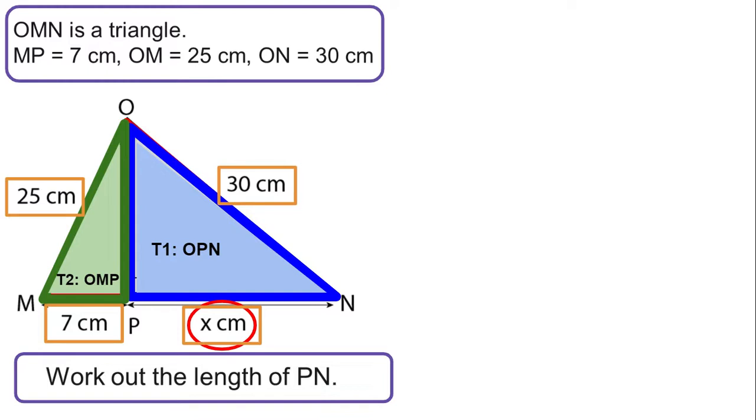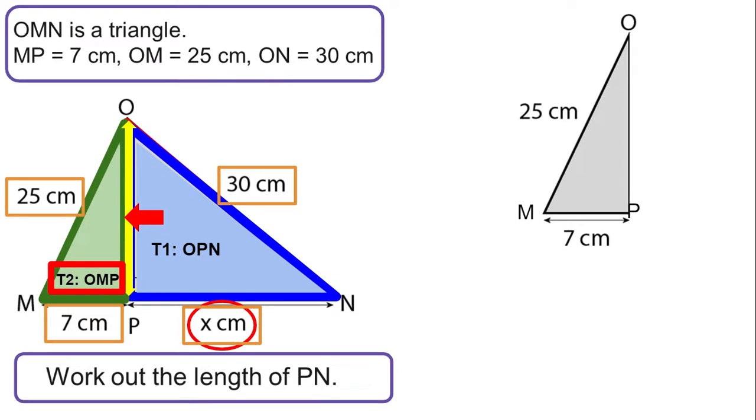If I'm supposed to be finding the value of x, I need OP. And in order to find OP, I'm going to be dealing with T2. In T2, my OM is 25 centimeters, my MP is 7 centimeters, and OP is missing. Now two lengths are available to me, one is missing, so I can easily use Pythagoras theorem. For OP, I'm going to choose the letter y. You could also use a, b, c, d, whatever you want, or leave it as OP. Just to make it simpler, I'm going to be replacing it with y.